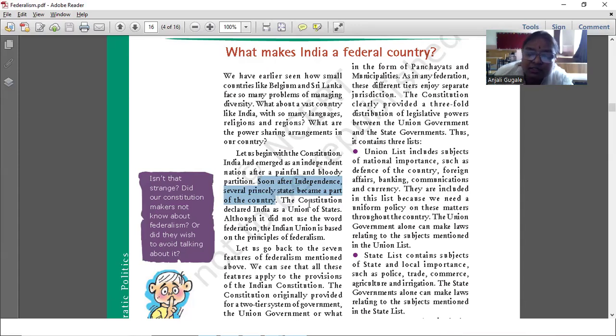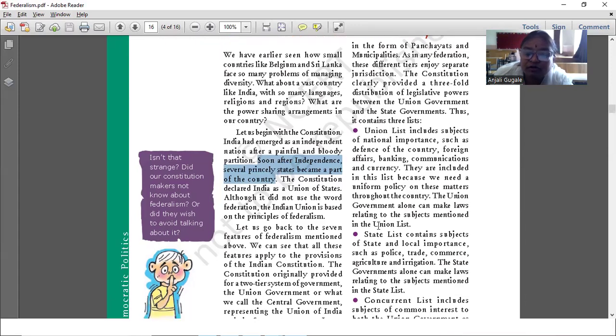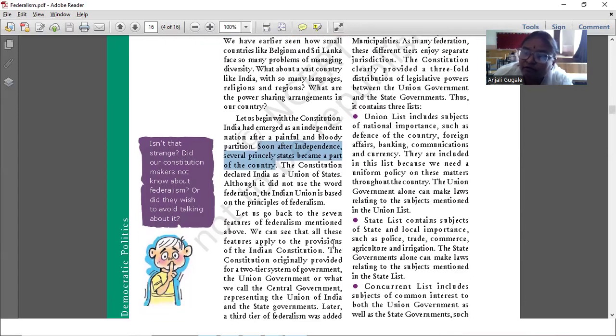Now let us go back to the 7 features of federalism. When we look at all the 7 features of federalism, you will find that all of them apply to India.